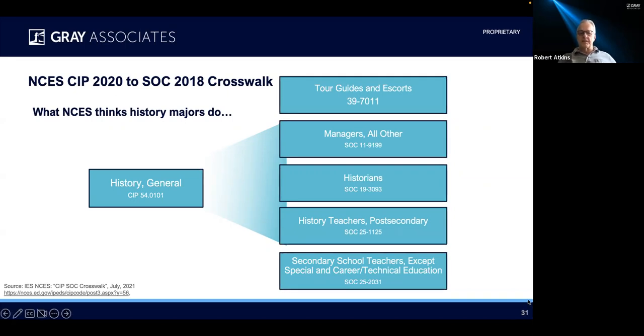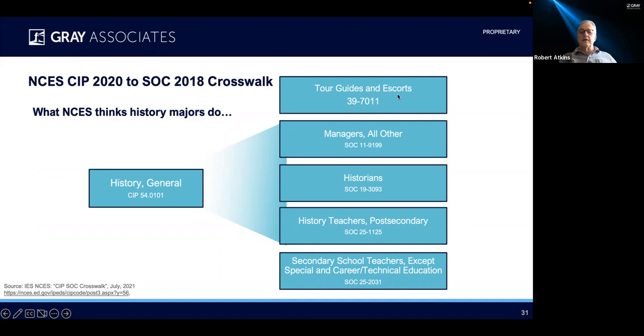Now, let's start at the bottom where it's kind of logical. Secondary school teachers, sure. A lot of history majors will become teachers. History teachers, yep, that makes sense. Historians, well, it's logical, but there are only about 4 jobs for historians in the United States. So I would guess that not a lot of history majors become historians. Managers, all other. Well, I don't even know what that is, but yeah, some of us probably become managers. But my personal favorite here is tour guides. Okay, I can live with that.